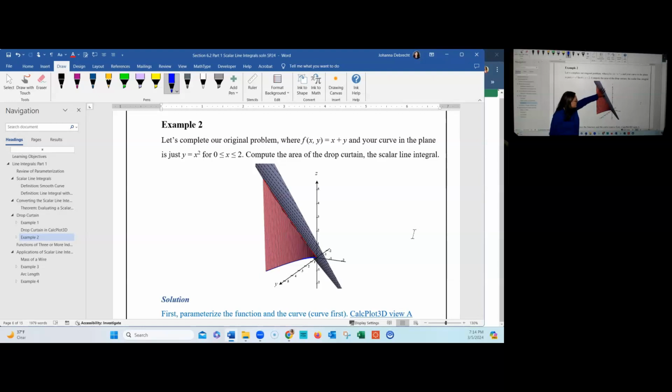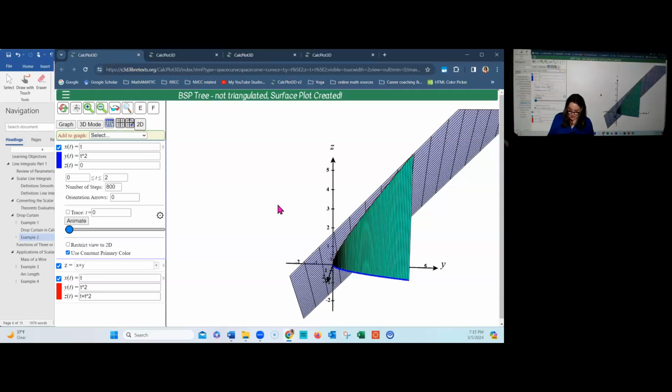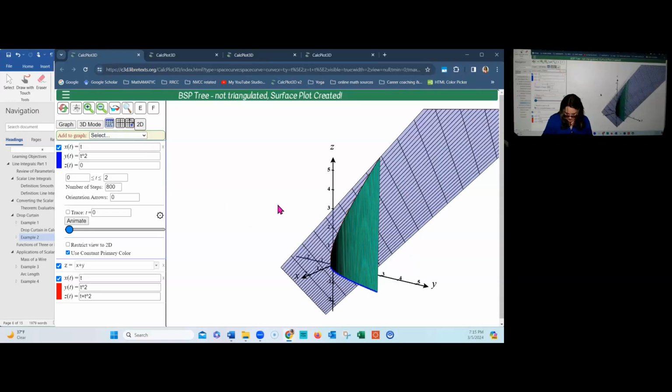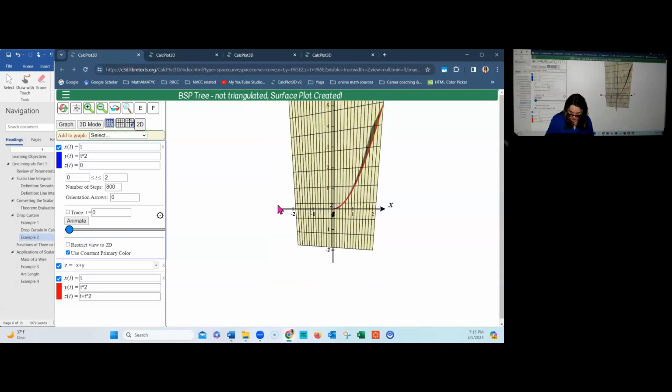When you look at the slanted plane, you can see it here, and the blue curve is the right arm of an upward opening parabola. We connect the curve with the surface by drawing lines parallel to the z-axis, and then we want to find the area of this red curtain. Let's take a look at the curtain again. You can see it here in this image. If we take a look at what it looks like in the XY plane, again, you can see it is the right arm of an upward opening parabola.